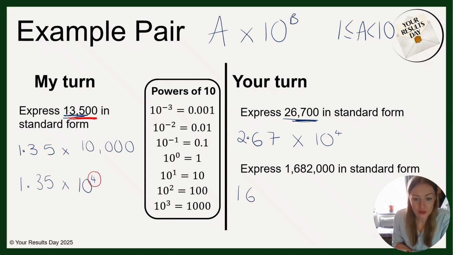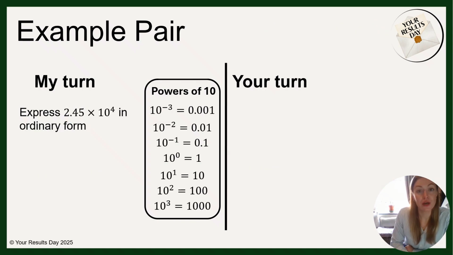Our next number is 1,682,000. So my non-zero digits are these. If I put my decimal point after the first, so I get a value between 1 and 10, and I'm multiplying it by 10 to the power of, there are 6 digits after the first, so 10 to the power of 6. And again, if I carried on this pattern in my table, after 10 to the power of 3 is 1,000, 10 to the power of 4 would be 10,000, 10 to the power of 5 would be 100,000, and 10 to the power of 6 would be a million. 1.682 times a million will be 1,682,000.